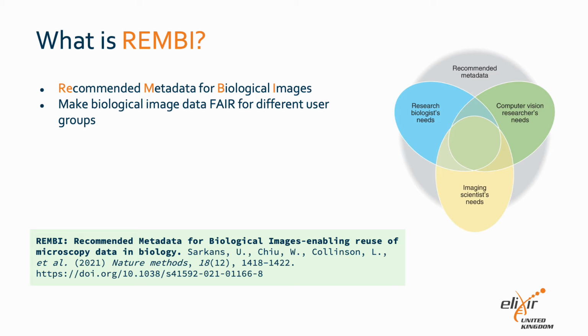And imaging scientists may be interested in how the image was acquired so they can improve upon current image acquisition techniques. And a computer vision researcher may be interested in annotated ground truth segmentations that can be obtained from the image so that they can develop faster and more accurate algorithms. All of these require different metadata to be available.